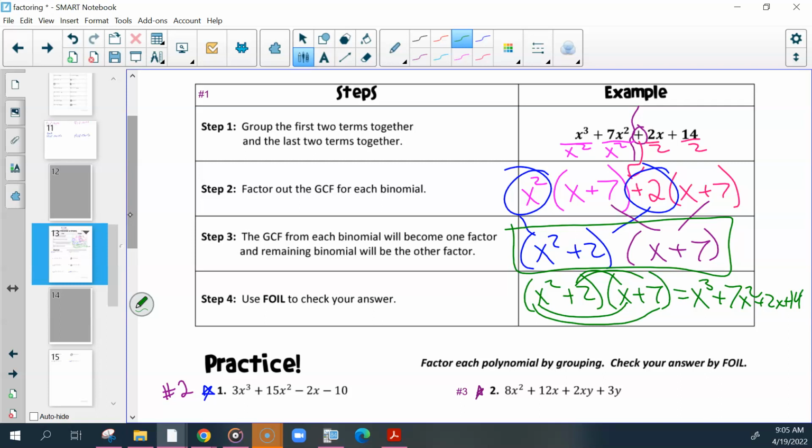Now, Olivia asked, is this necessary? No. But you may want to do this just to make sure you're on the right track. Maybe not for every single question, but maybe you weren't sure about the factors and you want to double check. That's when I would double check. Lily, what was your question?